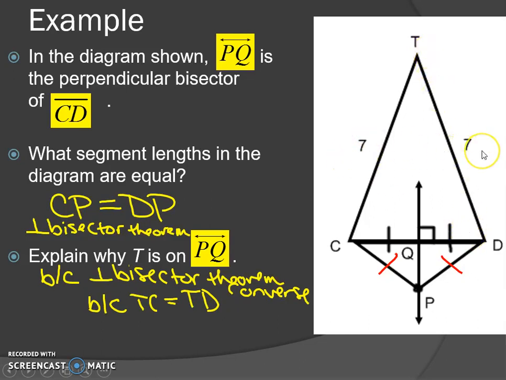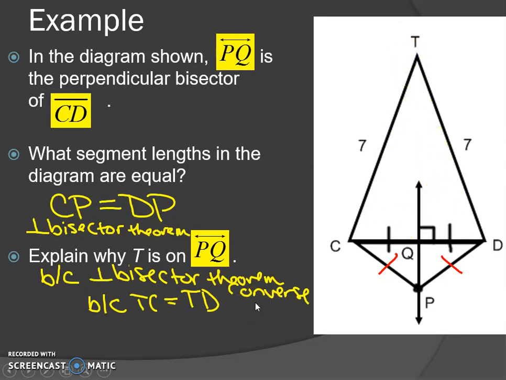If they're equal to each other, then this is called the converse. You're looking at the sides and going backwards. That's what we call the perpendicular bisector theorem converse. Instead of looking at the perpendicular bisector and determining this side and this side are equal, if you already have equal sides, then you go backwards. You converse and say, oh, TC is equal to TD.